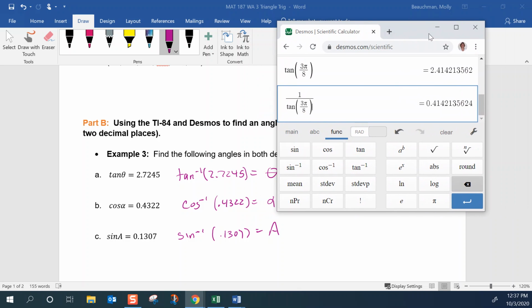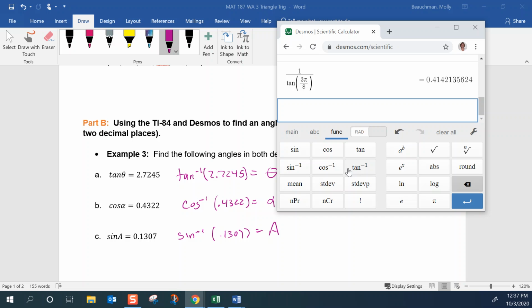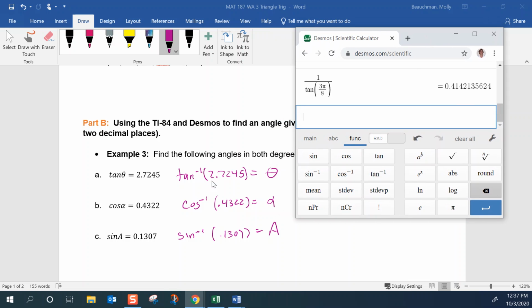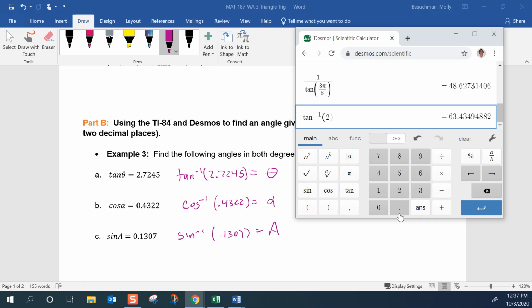So on the Desmos calculator, underneath the functions is where the inverse sine, inverse cosine, and inverse tangent are. So if we want to find the angle that goes with the tangent of 2.7245, we hit inverse tangent. Oh, and I better make sure if I'm in degrees or radians, I want to do this in degrees first. I want the inverse tangent of, then back to the main page, 2.7245 in parentheses, and that gives me approximately 69.84 degrees. So we want these to 2 decimal places.